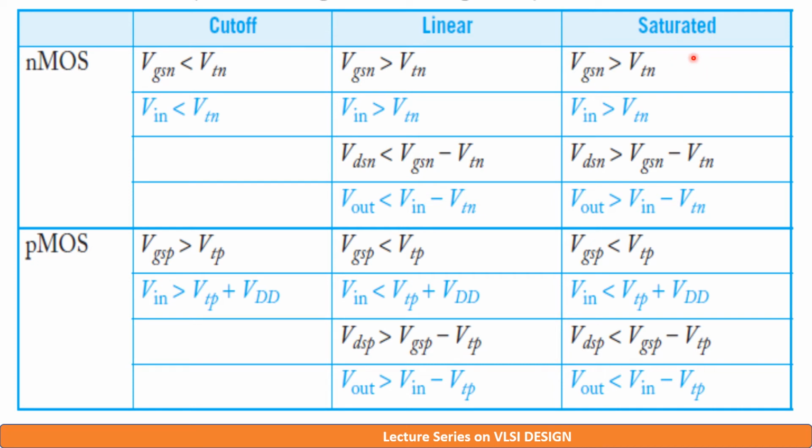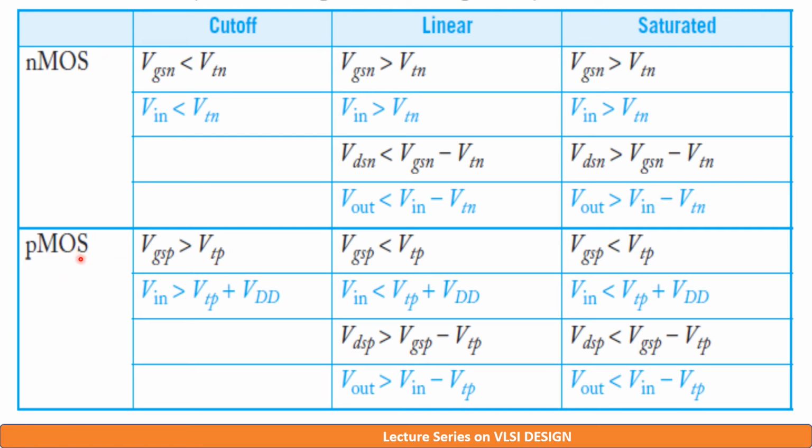In saturation region, the condition for NMOS is VGS is greater than VT and VGS for NMOS is Vin, so Vin greater than VT. VDS is greater than VGS minus VT. VDS is Vout, therefore Vout greater than Vin minus VTN.